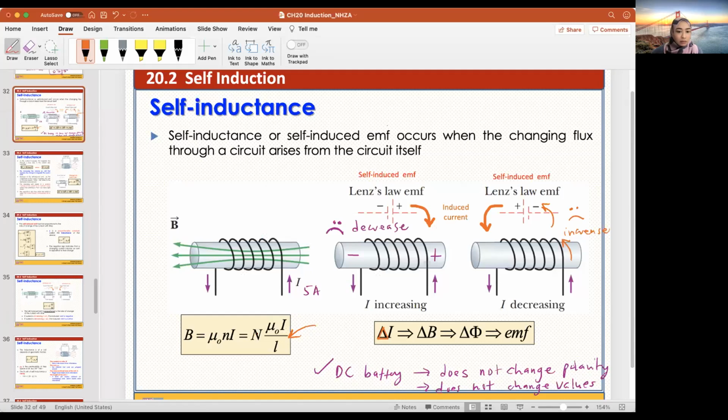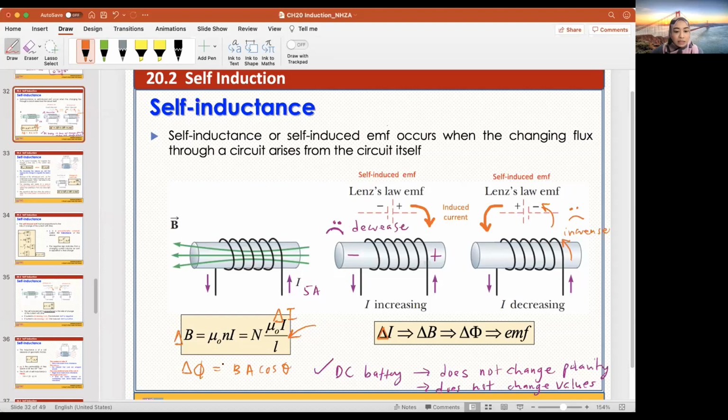So B is N, number of coils, 1, 2, 3, 4, 5, mu naught I over L because it's a solenoid. So L is your length of solenoid. I is the current flowing. So when you change your I, you have a delta I over here. You have to make both sides have a delta. So this guy has a delta as well. So when I have a change in current, I will have a change in magnetic field, a change in B, and I will have a change in magnetic flux because magnetic flux is composed of BA cosine theta.